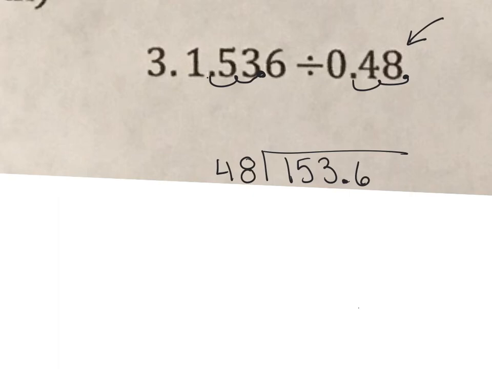So 48 is really close to 50, so you can count by 50s to determine how many times. So if you think of 48 as 50, 50 and 50 makes 100, plus another 50 would make 150. So let's see if 48 times 3 is close enough. 8 times 3 is 24. 3 times 4 is 12, plus that 2. That is really close to the 153. So it won't go into 1, so it'll go in there 3 times.